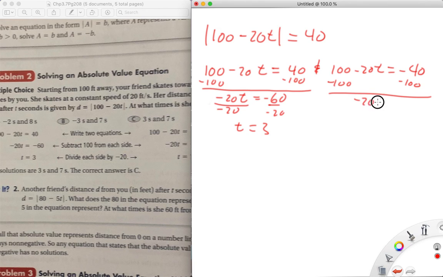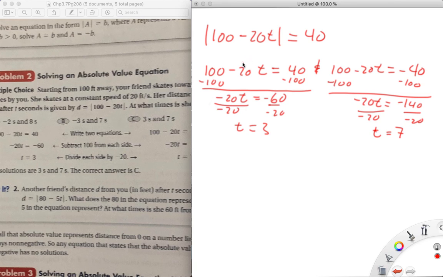That gives me negative 20t equals negative 140. Then I divide both sides by negative 20, and I got t is equal to 7. T is equal to 7. Let's see. And that kind of makes sense.